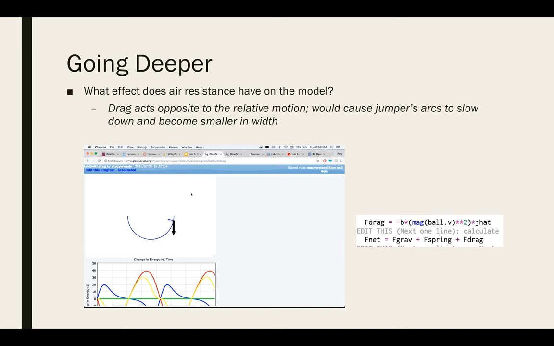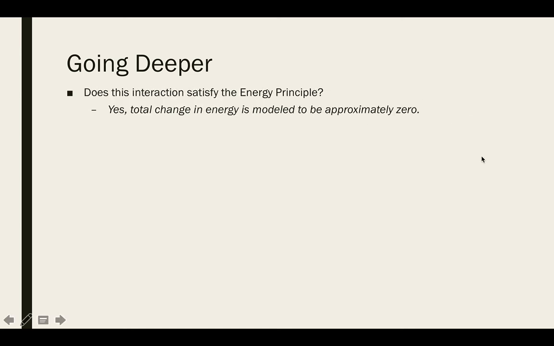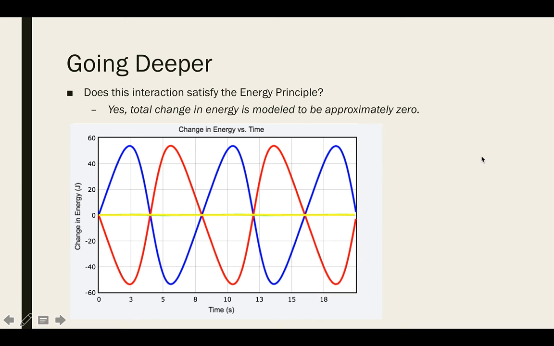This makes sense. The air resistance would cause the jumper's arcs to slow down and become smaller in width in real life. Finally, we can say that yes, the energy principle is satisfied as the change in energy remains at 0 throughout the interaction modeled by my code.